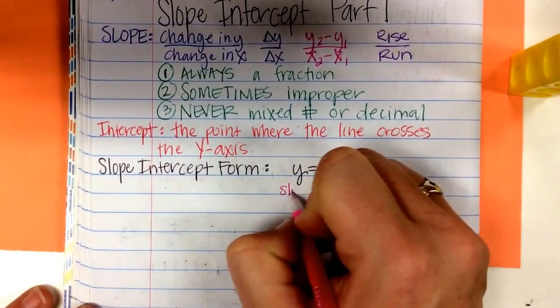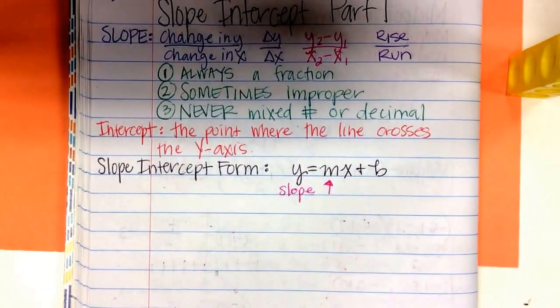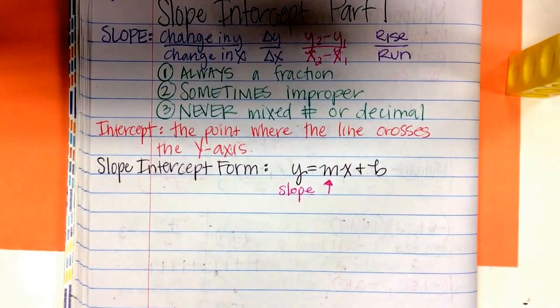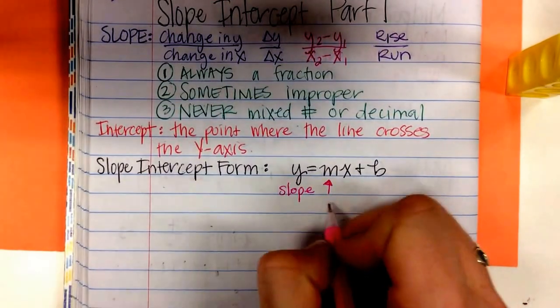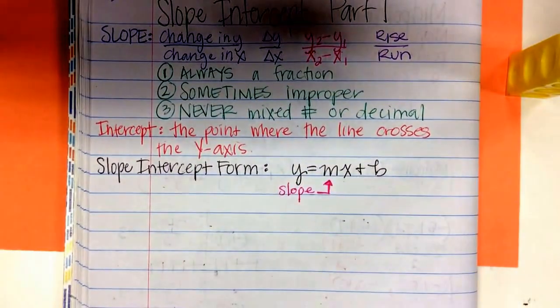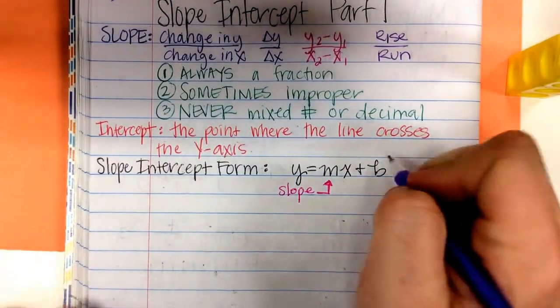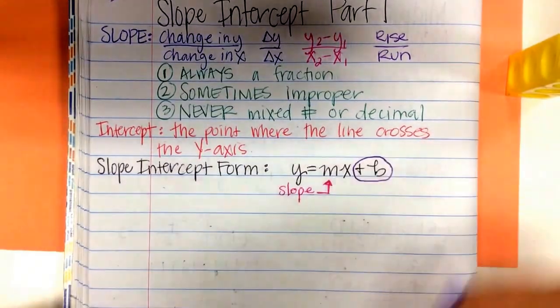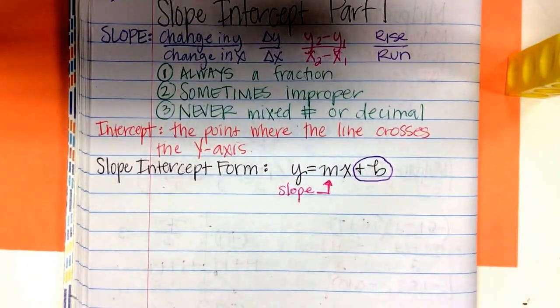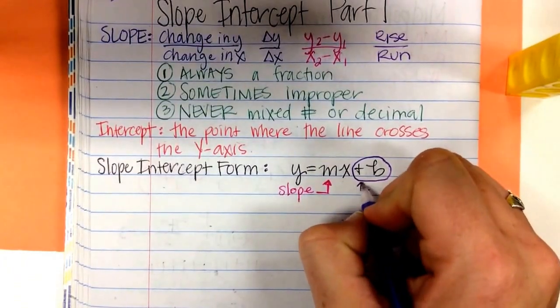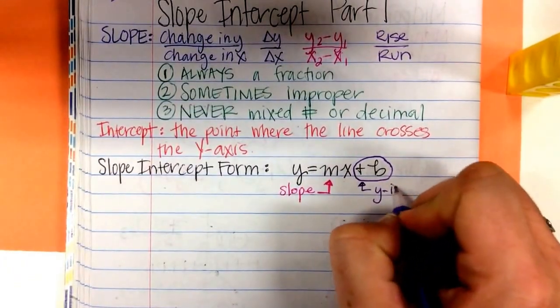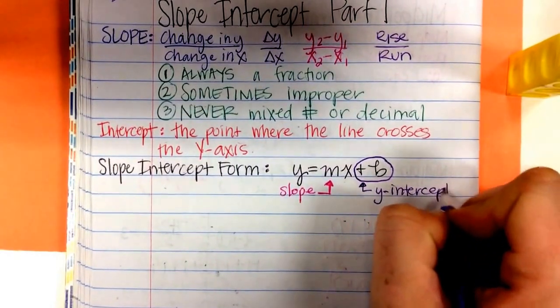M is where the slope goes. Whatever number touches the variable x is your slope. And whatever value is plus b, right? That sign belongs with it. So if it said minus 6, that minus belongs with the 6. This right here, the b value, is your y-intercept.